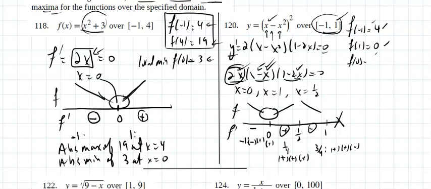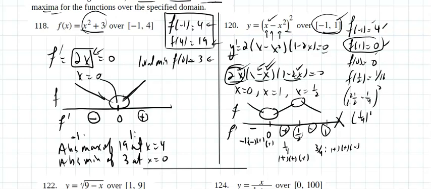F of 0 is what? If you put a 0 in there, you get a 0. We have a local maximum at 1/2, right? That's a maximum. If you put 1/2 in there, you get 1/2 minus 1/4 squared. That is 1/4 squared, so that's 1/16. And 1, we already have 1 right there.